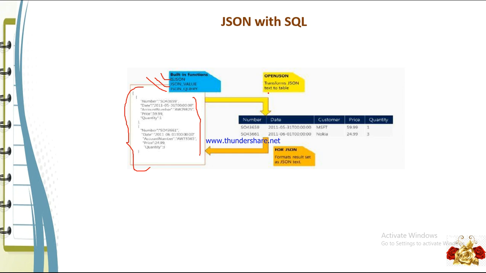Transform JSON text to a table. This is the text, and now this text is displayed in the form of a table, with number, date, customer, price, and quantity. Next, after displaying this table, you send it to FOR JSON, which formats the result set as text. Okay. So this is the JSON SQL process.